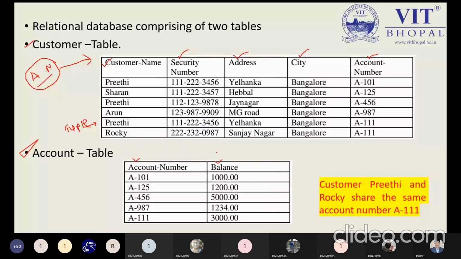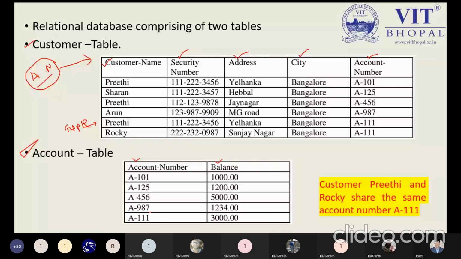Now, if you're looking for the relationship between the customer and account table, what are the common fields or common attributes by which you can make the relationship? You can see the account number is a common part by which you can make the relationship between the customer and account. So you can see Priti and Rocky.